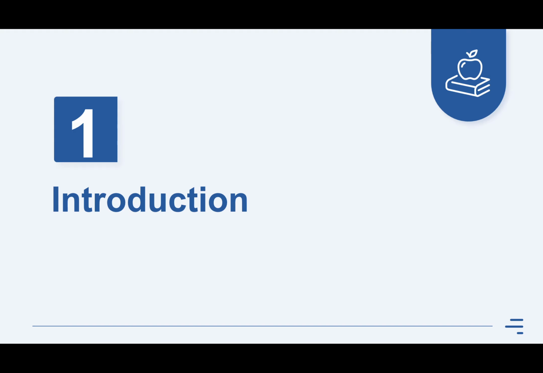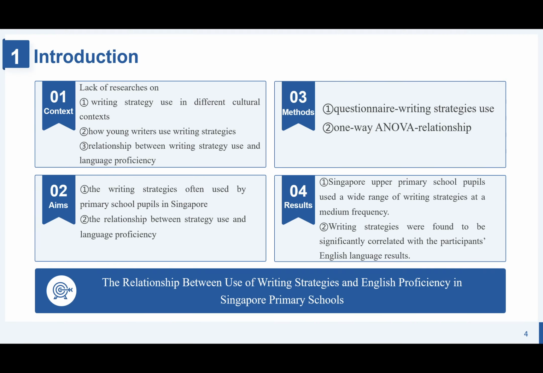Let me give you a brief introduction of this essay. The context of this research is that the author found few studies have investigated writing strategy use in different cultural contexts, how young writers use their strategies, and the relationship between writing strategy use and language proficiency. So this study aimed to find out the writing strategies often used by primary school pupils in Singapore and to examine the relationship between strategy use and language proficiency. The research used a questionnaire and one-way ANOVA, and these are the findings.